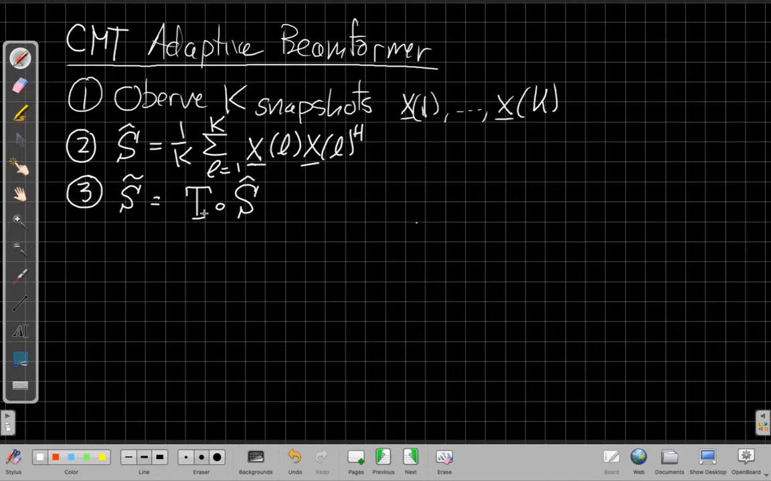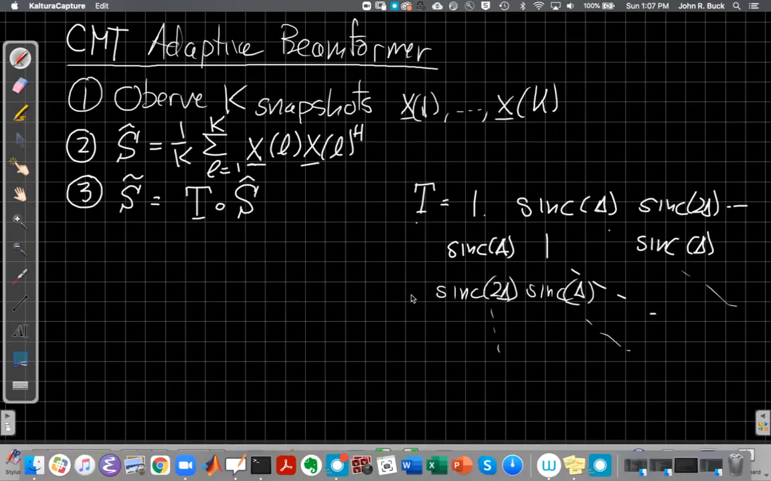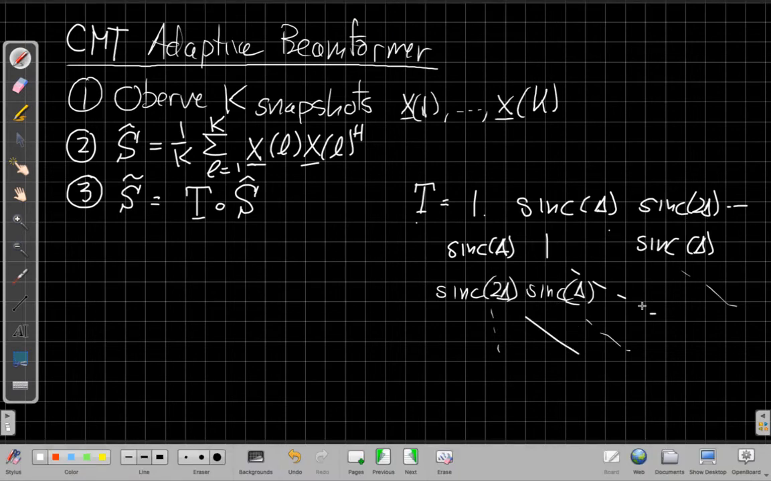This is why it is called the covariance matrix taper. It's just an element by element matrix multiply of every element in the matrix with this matrix of sinc functions, right? If we wrote that out, the taper matrix would look something like this, with 1s on the diagonal, sinc of delta above and below it, because sinc is an even function. One of these is really sinc of minus delta, but because it's even, it has the same value. Then sinc of 2 delta and so on, going out, each going straight down the diagonal. So this is our taper matrix.